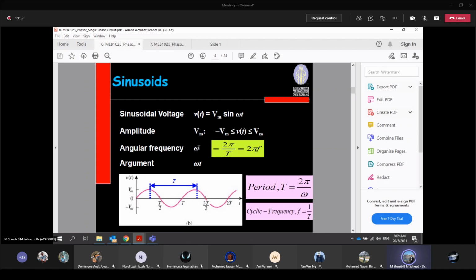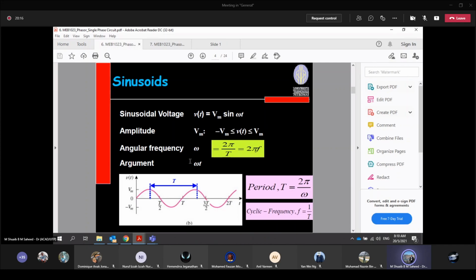The expression for omega is 2 pi over T, where T is the time for one cycle. You can also express it in terms of frequency, 2 pi f. Remember this, guys? Omega equals 2 pi f, and the argument will be omega t. So what is this argument?